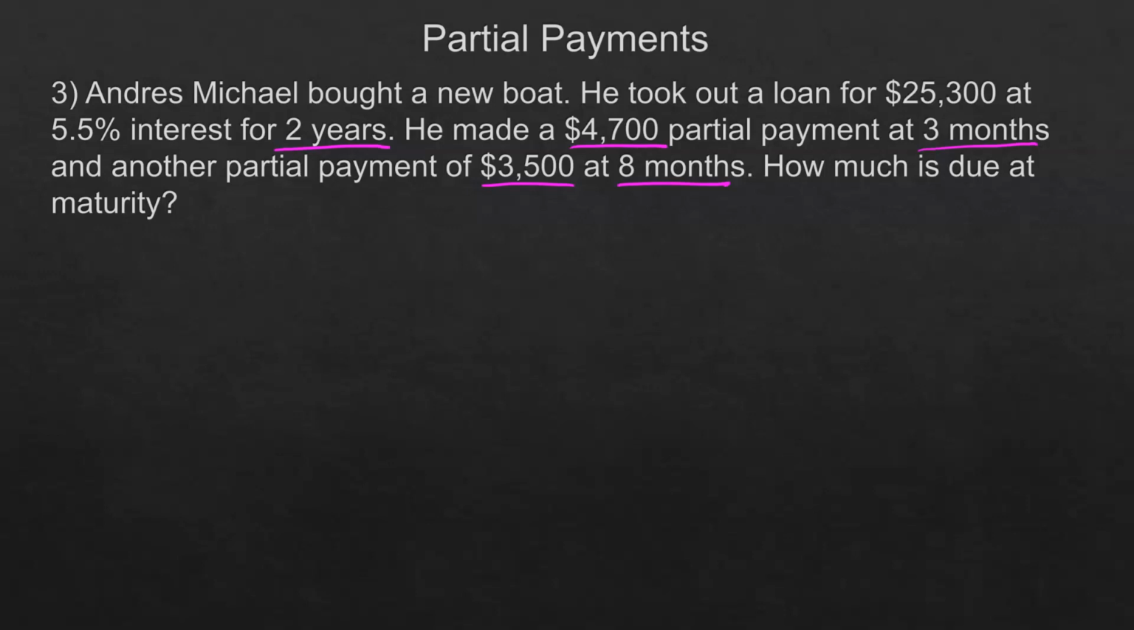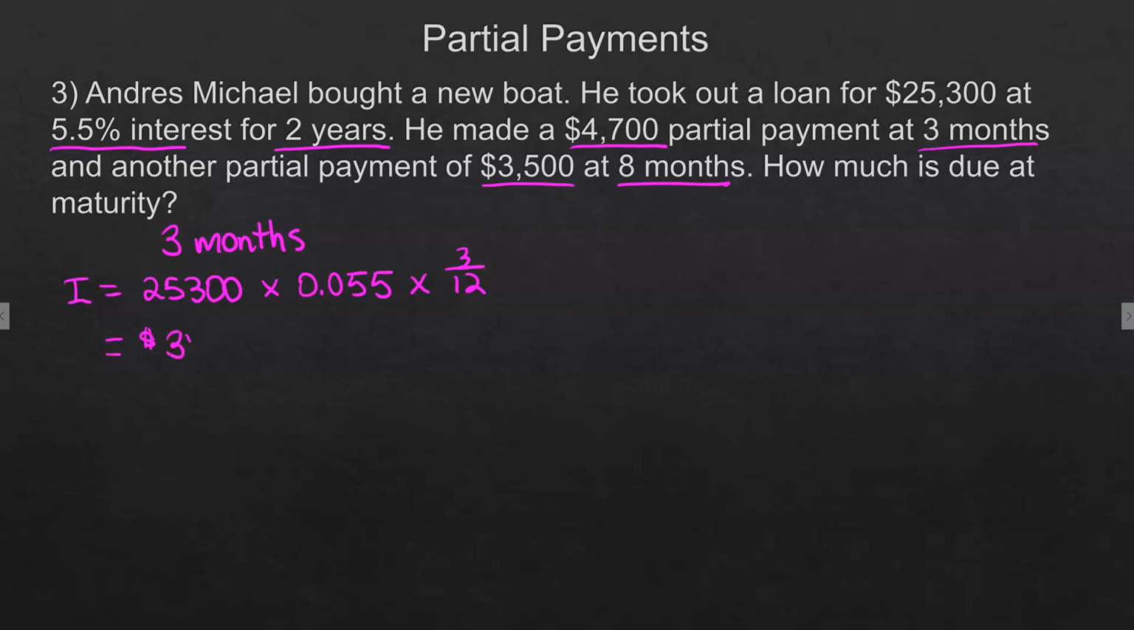Okay, so let's start this first calculation for 3 months. We're going to find the amount of interest for the first 3 months of the loan. So we have $25,300, and it's 5.5% interest, so 0.055. We're going to use 3 months out of 12 since it gave it to us in months. That's how we'll do our calculating. And then the amount of interest is $347.88. Now, once again, you can always just pause this and try to work this out on your own and then come back and check as you're working through it to see how you're doing.